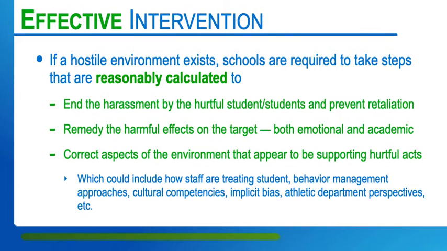If a hostile environment is found to exist, schools are required to take steps that are reasonably calculated to end the harassment by the hurtful student or students and prevent retaliation, remedy the harmful effects on the target, both emotional and academic, and correct any aspects of the environment that appear to be supporting the hurtful acts. This could include how staff are treating the student, behavior management approaches, cultural competencies, implicit bias, athletic department perspectives, and others.